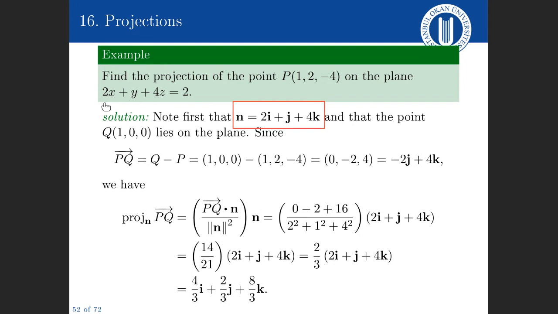We have an x, a y, and a z. Choose two of these to be zero. It doesn't matter which two you choose. I'm going to choose y is zero, and z is zero. And then I'm left with 2x equal to 2, or x equal to 1. One of the points that we could choose in the plane is the point (1, 0, 0). But of course, there are many other points you could choose, and they would all give the same final answer.